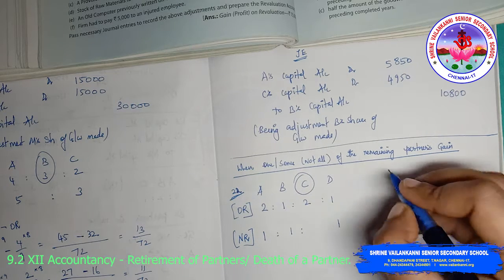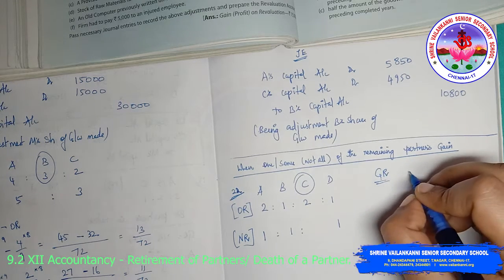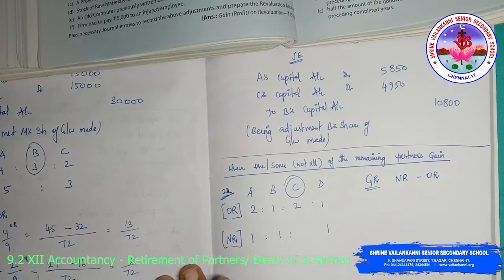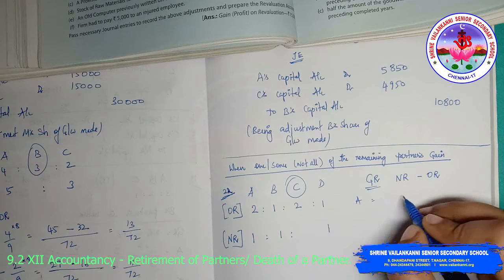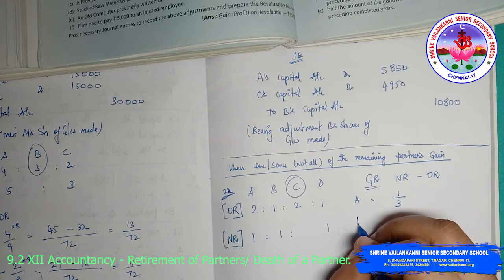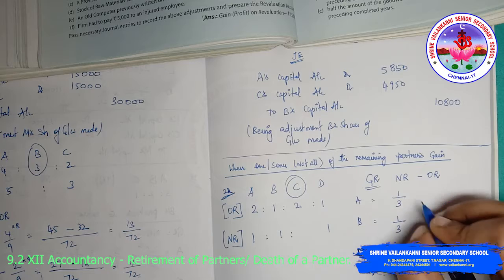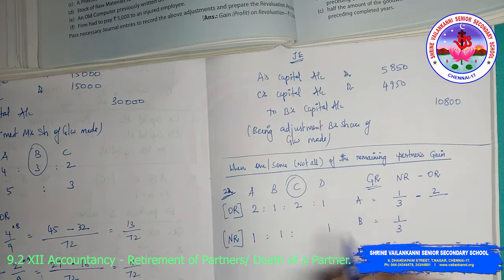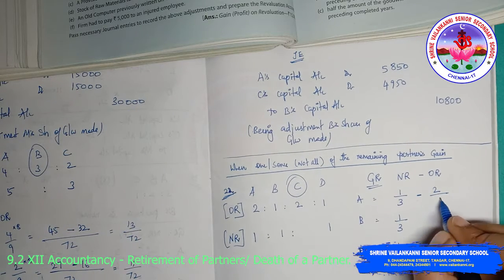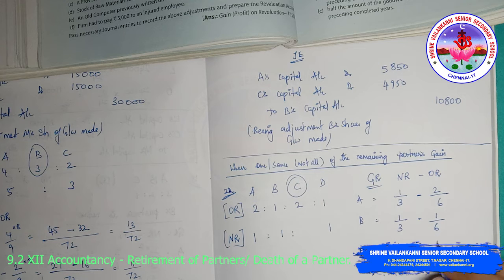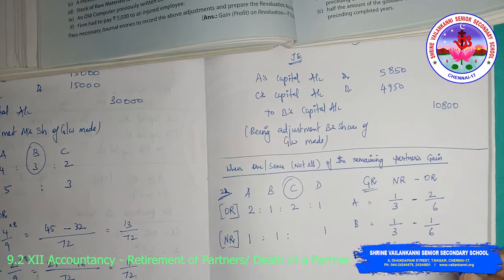Now what is the gaining ratio? Gaining ratio is new ratio minus old ratio. So for A the new ratio is 1/3, for B it is 1/3, for D it is 1/3. What is the old ratio? For A 2/6, for B 1/6, for D 1/6. So I hope that this is clear.